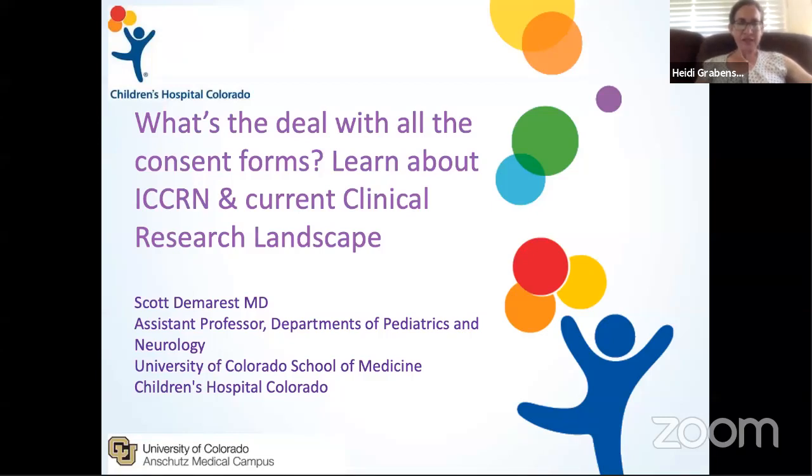A discussion about the database landscape, specifically what we're doing within the clinical research realm, and what the deal is with all these consent forms. When he's done speaking, we're going to be joined by Dr. Eric Marsh, who will talk a bit about biomarkers and how they fit into the clinical research landscape. With that, I'm going to let Dr. Demarest start his talk.